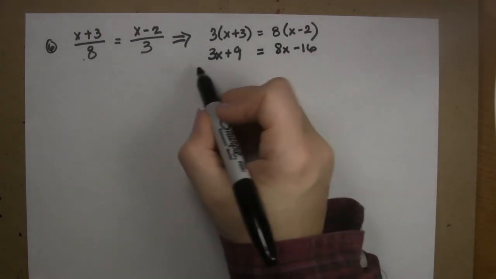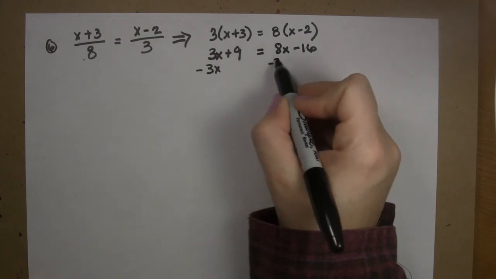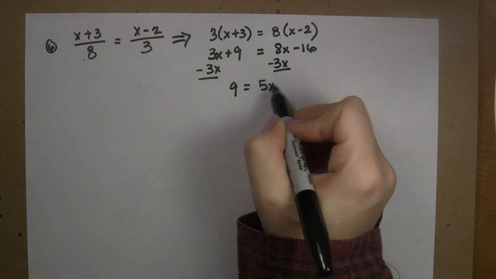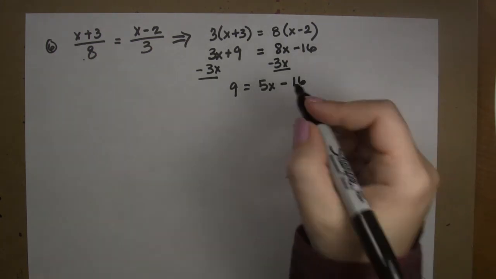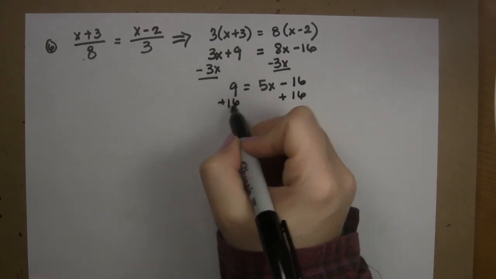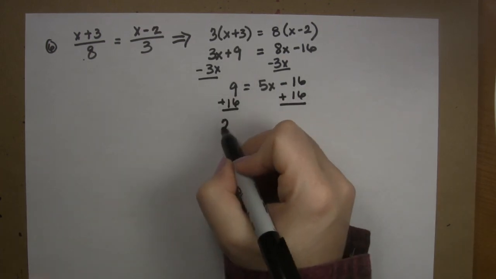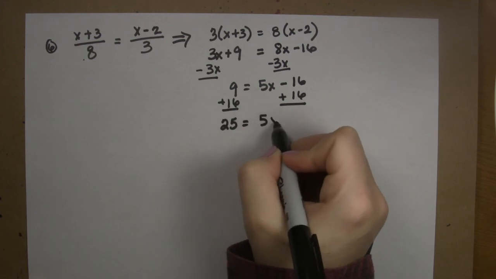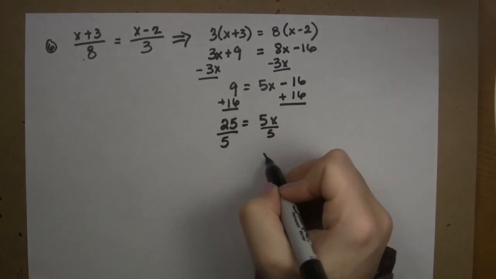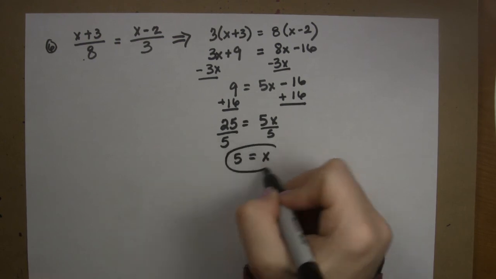Let's get our x's all on one side, so I'll subtract 3x from each side. 9 equals 5x minus 16. Let's get rid of the 16 so we can start to get x by itself. 25 equals 5x. Divide by 5, divide by 5, x equals 5.